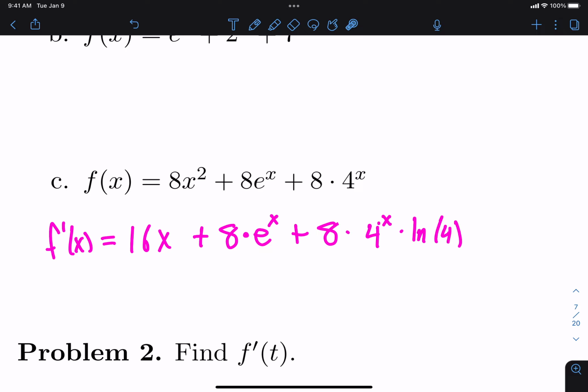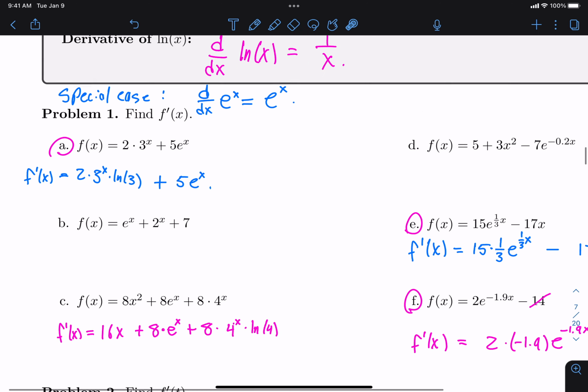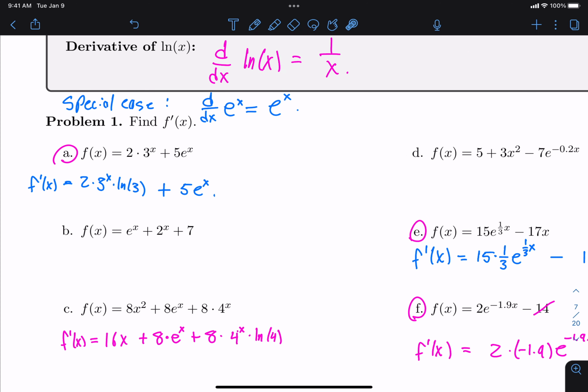Yeah. Maybe dumb, but why do you multiply by ln of 4? It's not dumb. It's confusing. So it really just comes from the rule.